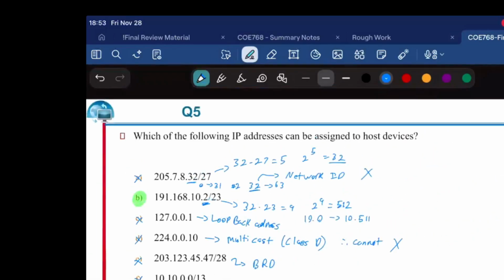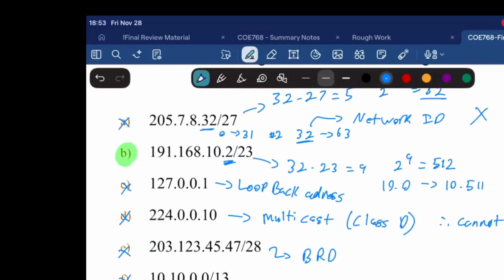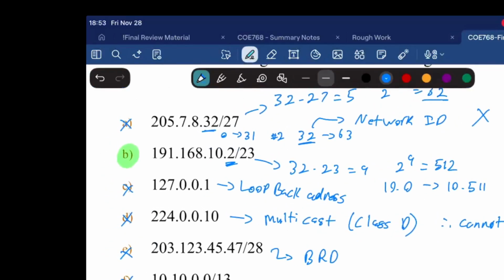Any questions? I missed the explanation for E. Yeah. So for E, I didn't explain it really. I just kind of said that it's broadcast because I've done this question.